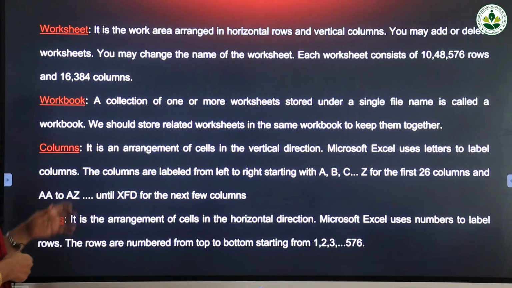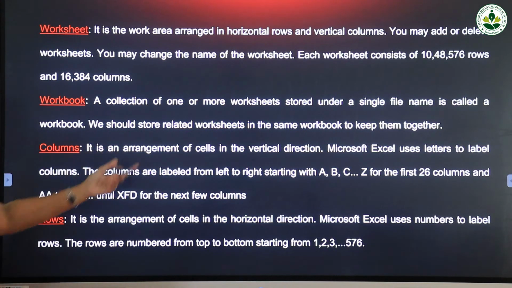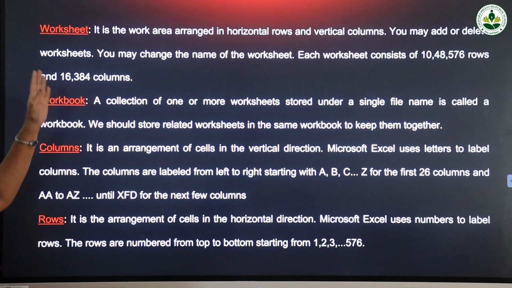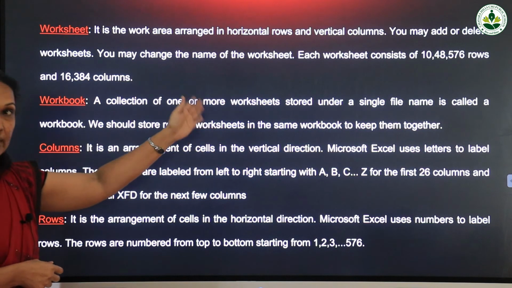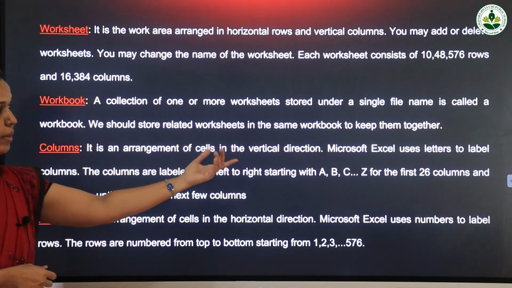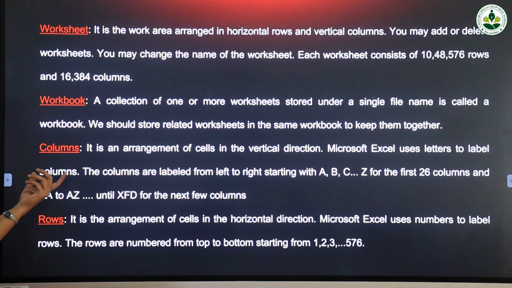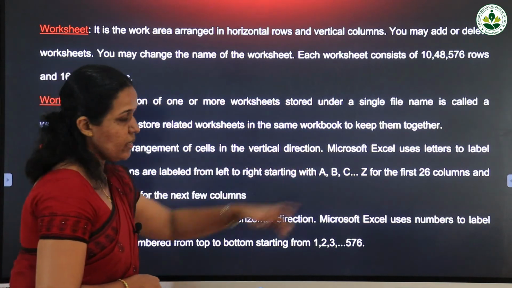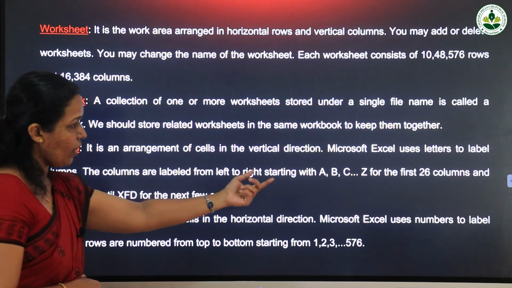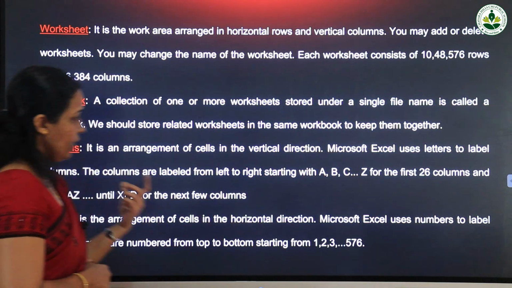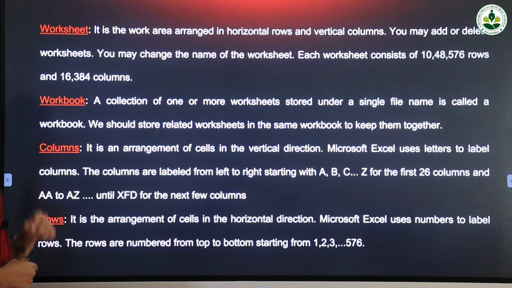Okay. The next one is columns. It is an arrangement of cells in the vertical direction. And Microsoft Excel uses letters to label columns. So each column is labeled with letters from A to Z, and then A A to A Z. For the first 26 columns it is A to Z, and after that it is A A to A Z.